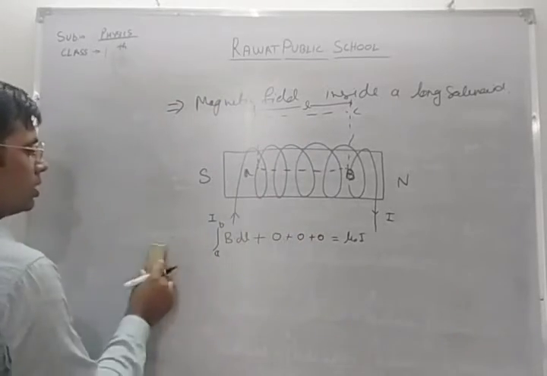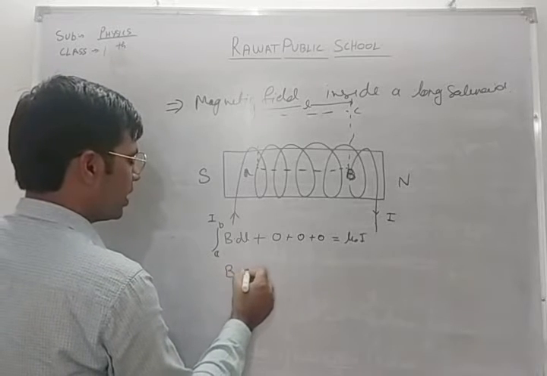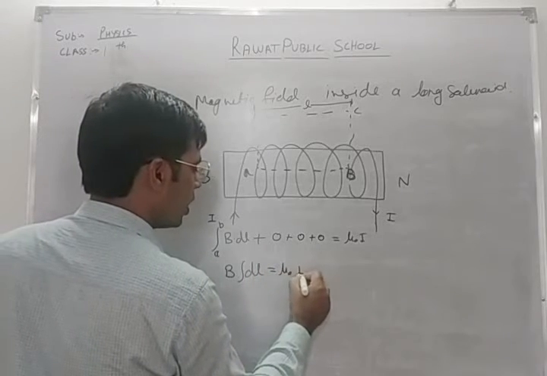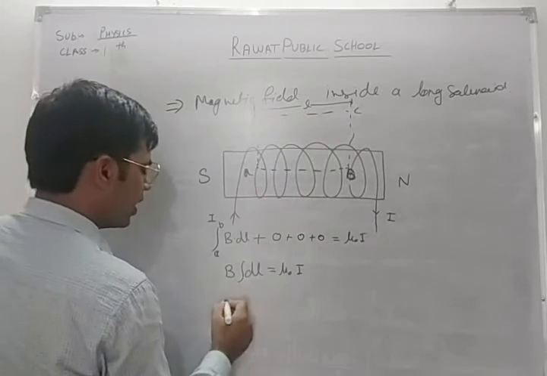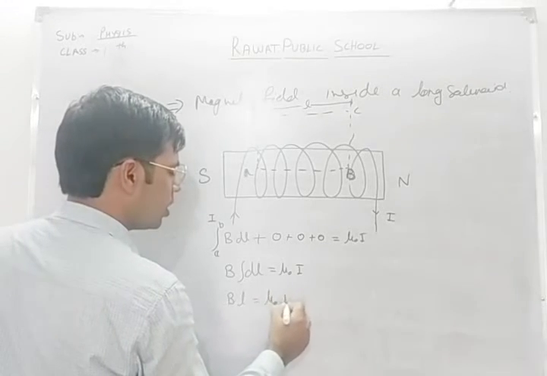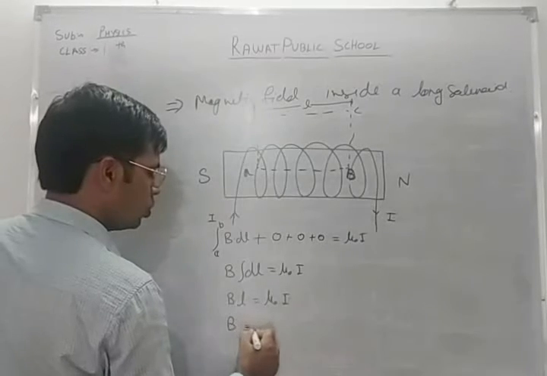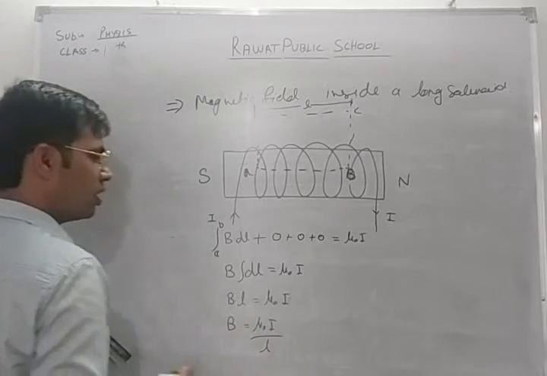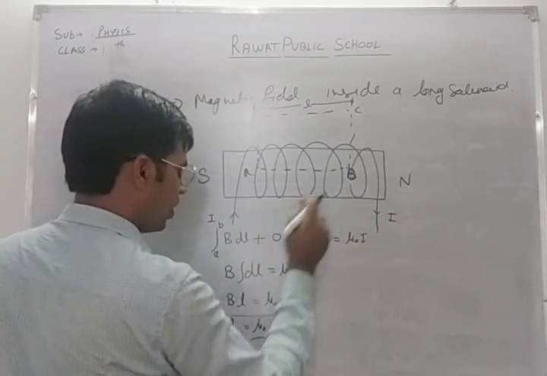Now see, integration of B dot dl. B is constant, so we can take it out. Integration of dl is equal to mu naught I. Integration of this dl, that small length. So entire length we will be taking it as B times l is equal to mu naught I. So B is equal to mu naught I divided by l. This is for one term only.